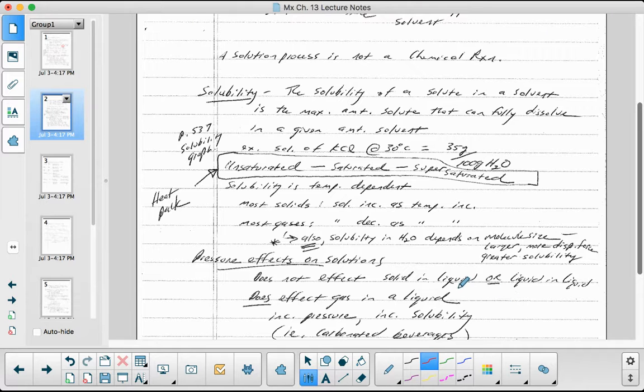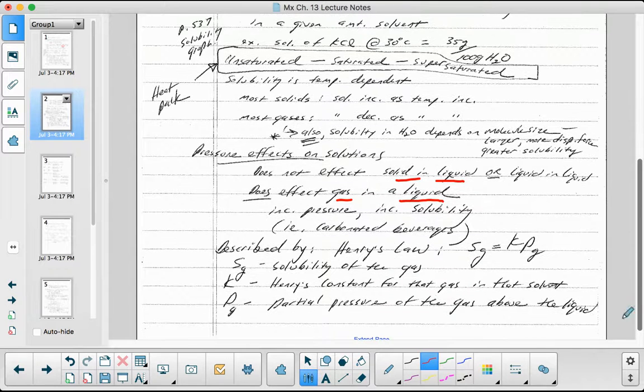Then this is an important aspect of solution. What is the pressure effect on solutions? A couple of things. If you have a solid in a liquid, pressure will have no effect, or a liquid in a liquid, there will be no effect due to a change in pressure. But if you have a gas in a liquid, then things become significant. For instance, a carbonated beverage has a gas dissolved in a solvent: carbon dioxide dissolved in your sugar water, which is what makes your soda.